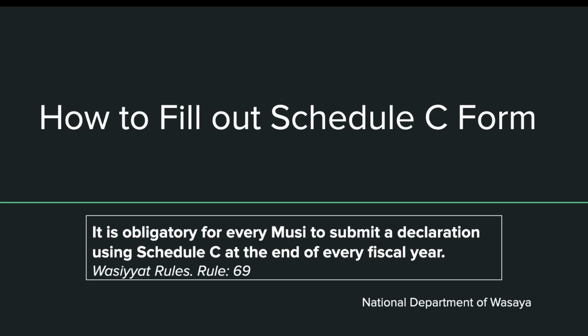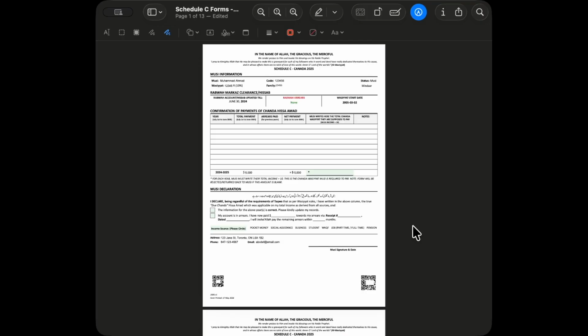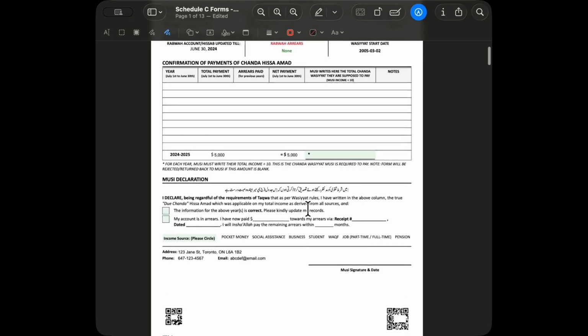It is obligatory for every Musi to submit a declaration using Schedule C at the end of every fiscal year. You have two options to fill out your form. You can go to the online portal or you can fill out a PDF form. You can request your local Secretary Vasaya to provide you with your Schedule C form. You will receive a Schedule C form similar to this form, so let's look at this sample.